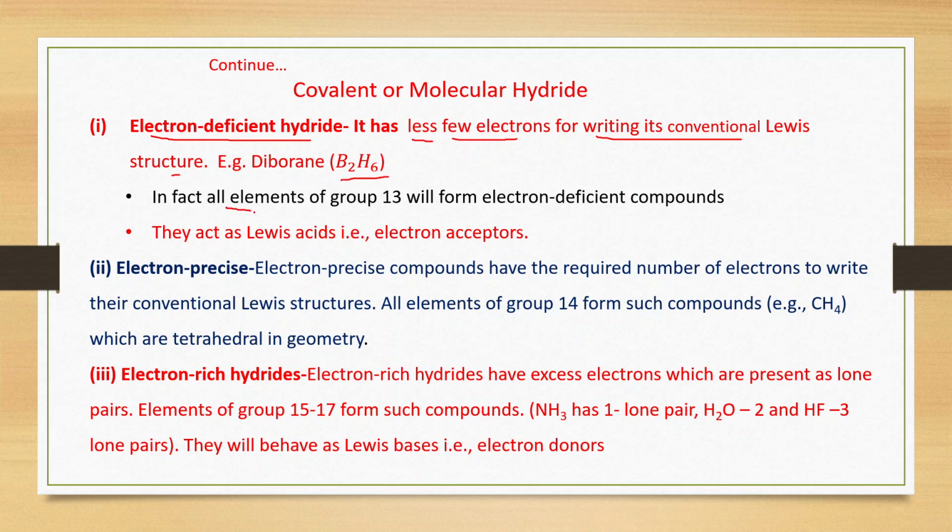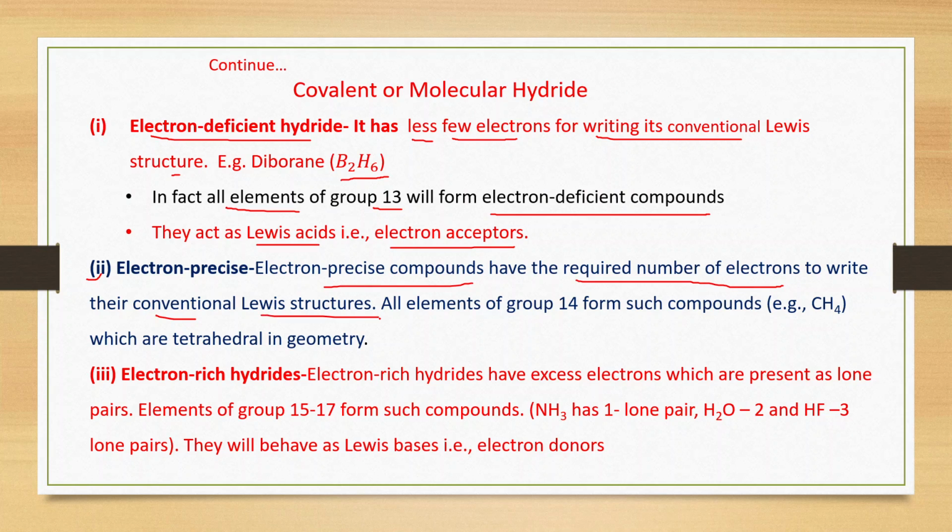In fact, all elements of group 13 will form electron deficient compounds. Now, when these are electron deficient, they can accept a pair of electrons and act as Lewis acids, that is, electron acceptors. The second category of covalent or molecular hydrides is electron precise. Electron precise compounds have the required number of electrons to write their conventional Lewis structure. All elements of group 14 form such compounds, like methane CH4 having the tetrahedral geometry.